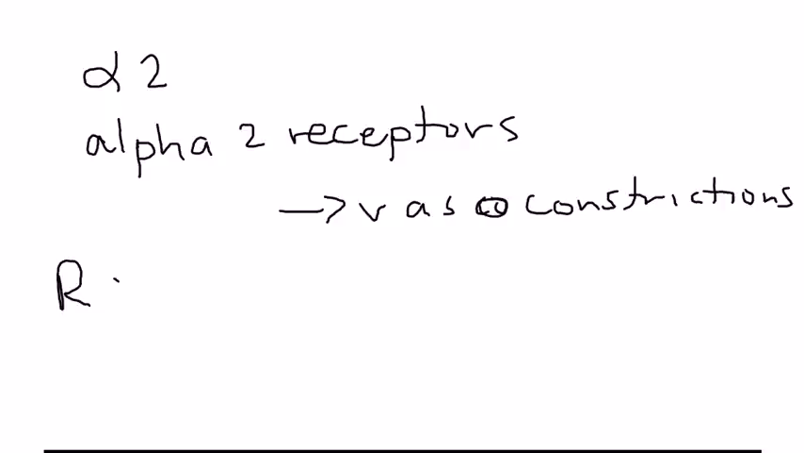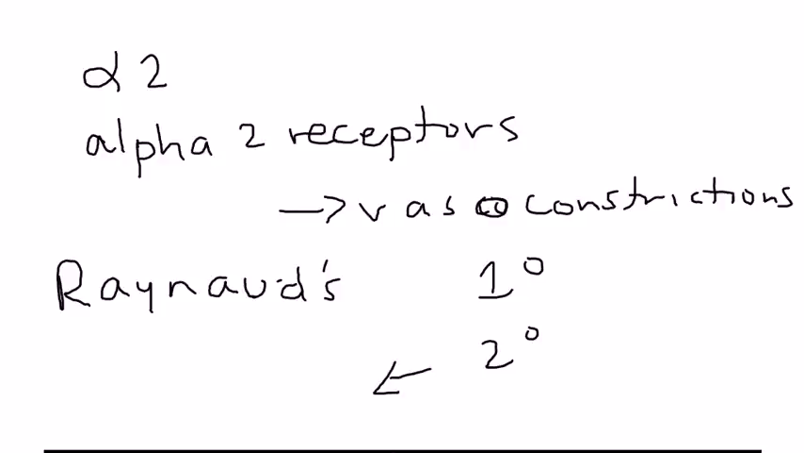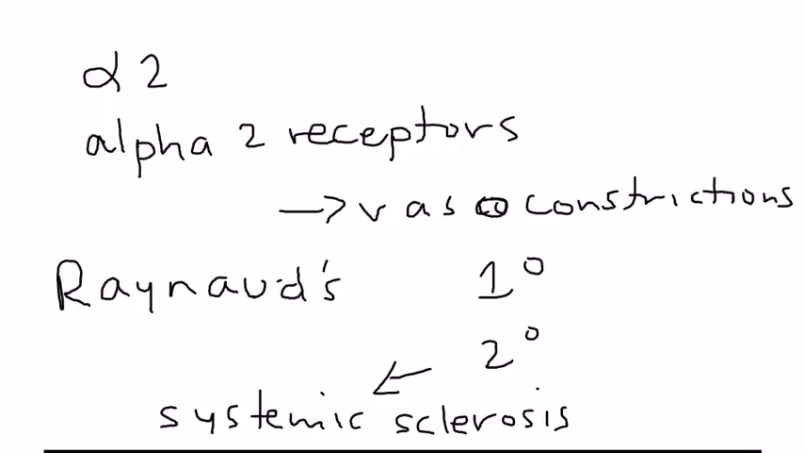Now, Raynaud's syndrome can be either primary or secondary, and primary, of course, means that it's without any cause or underlying disease. But for secondary, there's a very famous underlying disease, and it's called systemic sclerosis, also known as scleroderma. This is important to remember because they test this on the licensing exam. Scleroderma is the connective tissue disease that can cause Raynaud's, so remember that.